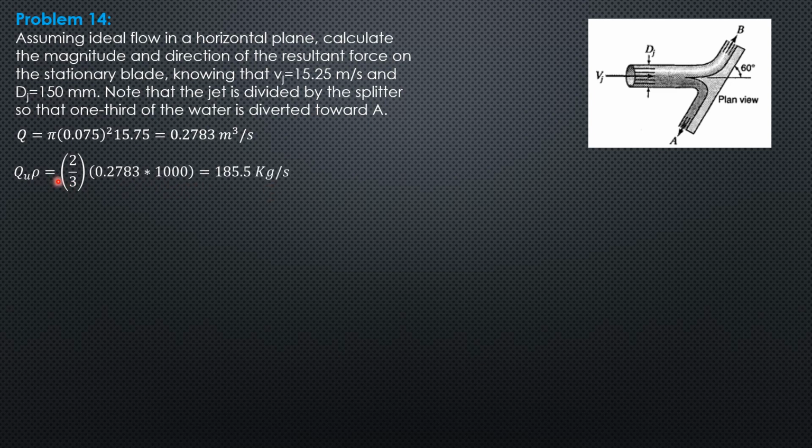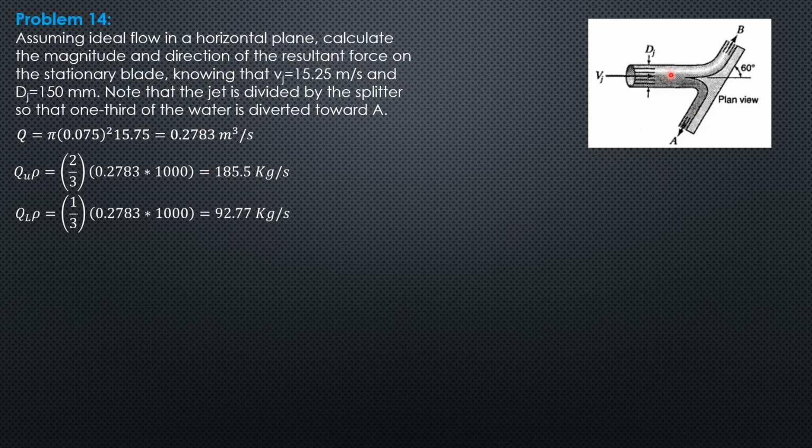So remember the formula for Fx and Fy is Q rho times the quantity V1x minus V2x for Fx, and for Fy, Q rho times the quantity V1y minus V2y. So therefore the mass flow rate for the lower portion is one-third of 0.2783 times 1000, so 92.77 kilograms per second.